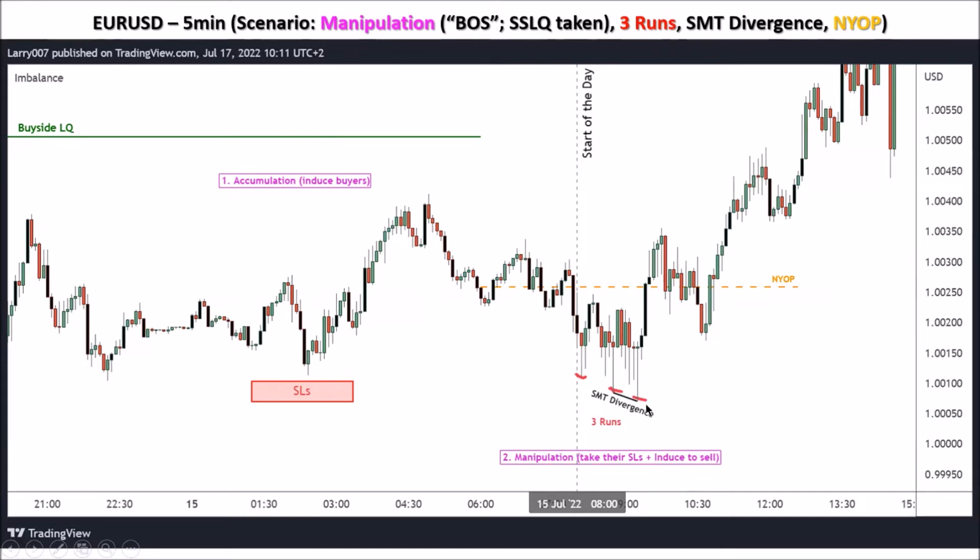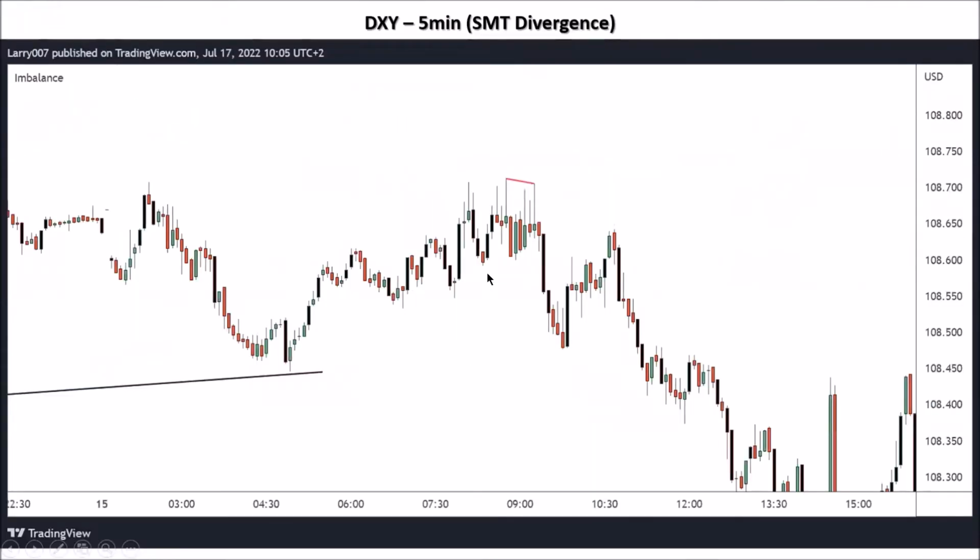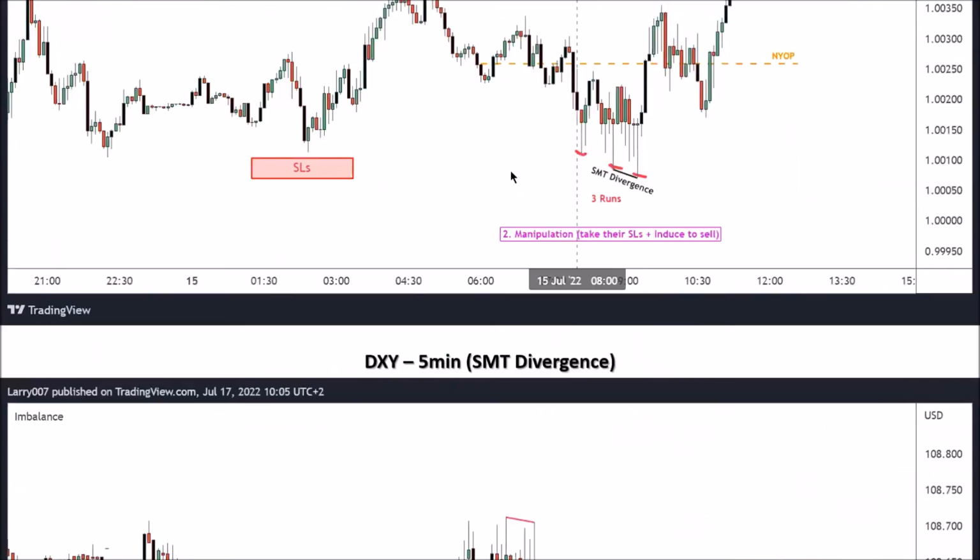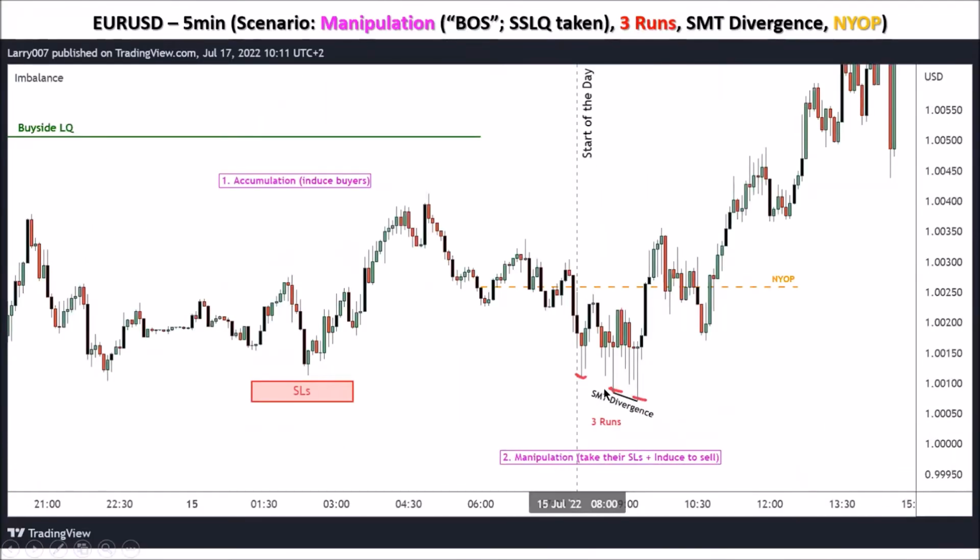We have free runs, SMT divergence. People are induced to sell, and our target is right there. You could take profit above there already, but the main target is right there. Now, the SMT divergence is there. Here we have a higher high, but here, this high does not make a higher high. So this high is protected, while on the EU, this low is taken. Okay, this is what makes the divergence.